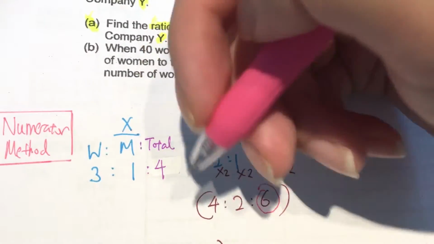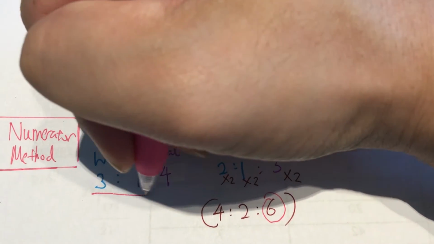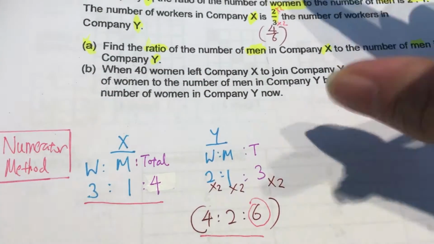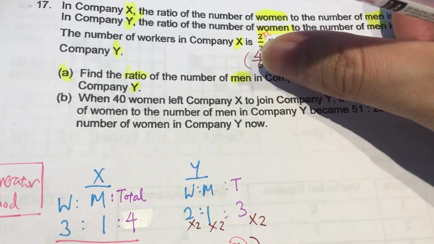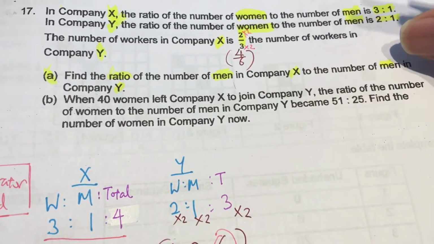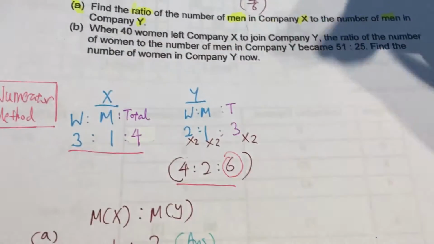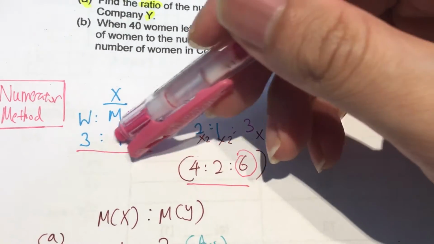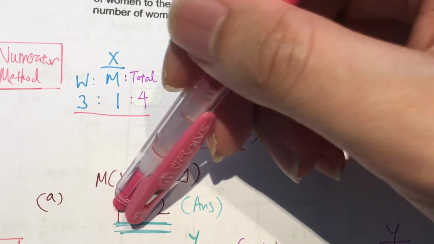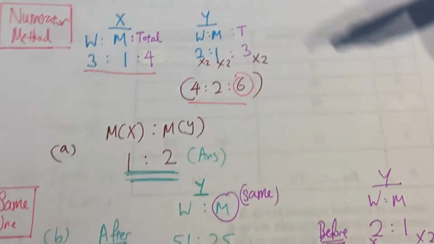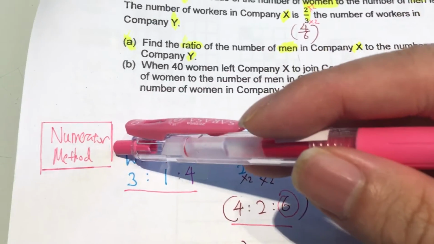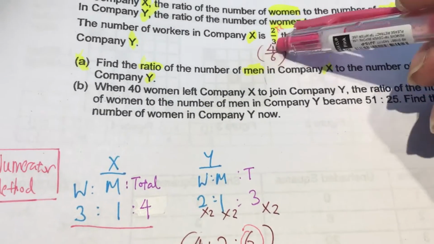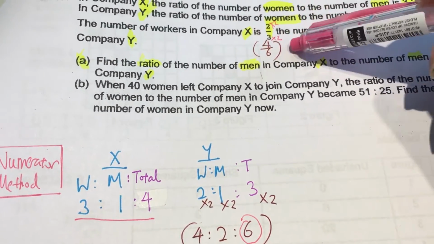So now I have the real ratio, which is 3:1:4, and then 4:2:6. Now, for part A, find the ratio of men in X to the men in Y. So, men in X and men in Y, but we take 2, so it's 1:2. Can you see my answer? 1:2. Okay, this is what I call the numerator method, where you focus on the numerator and you make it the same as the question.